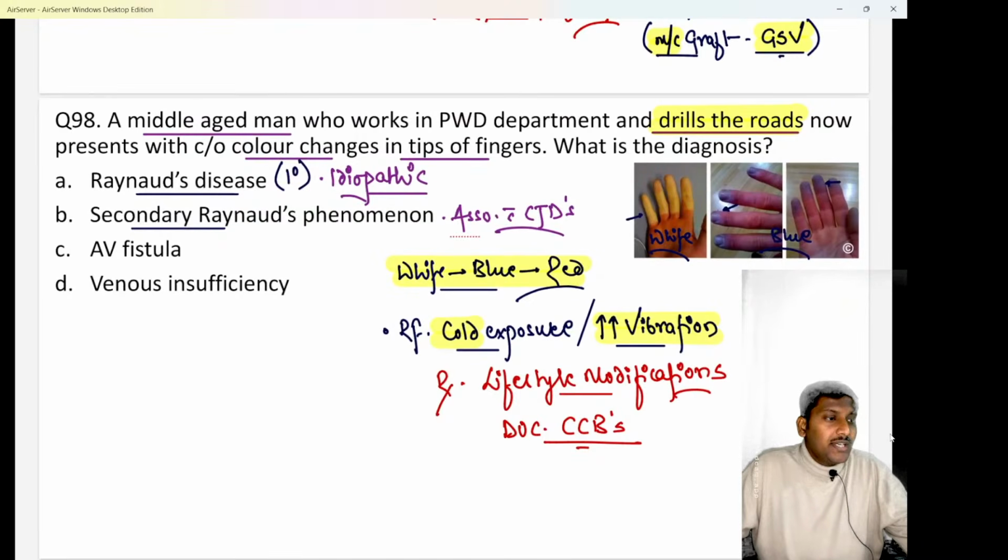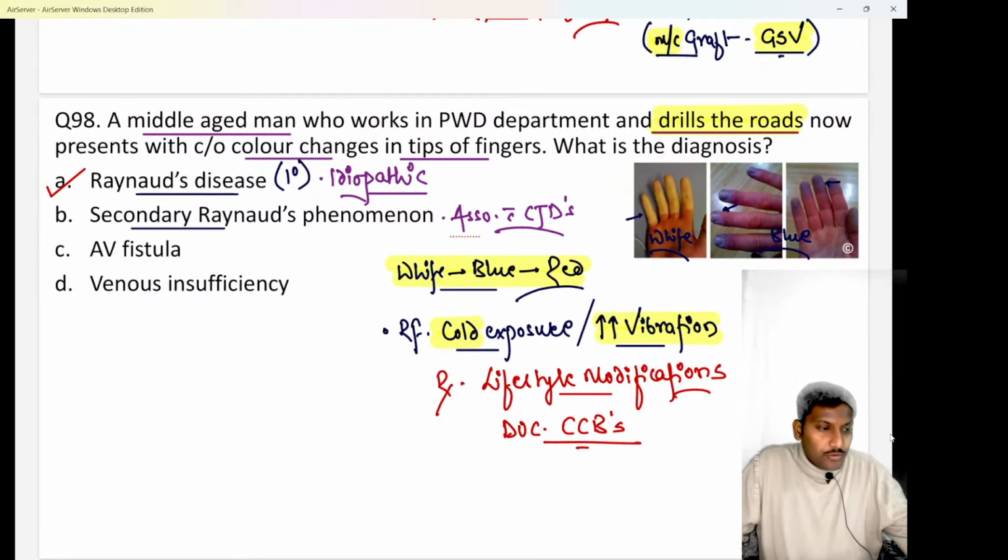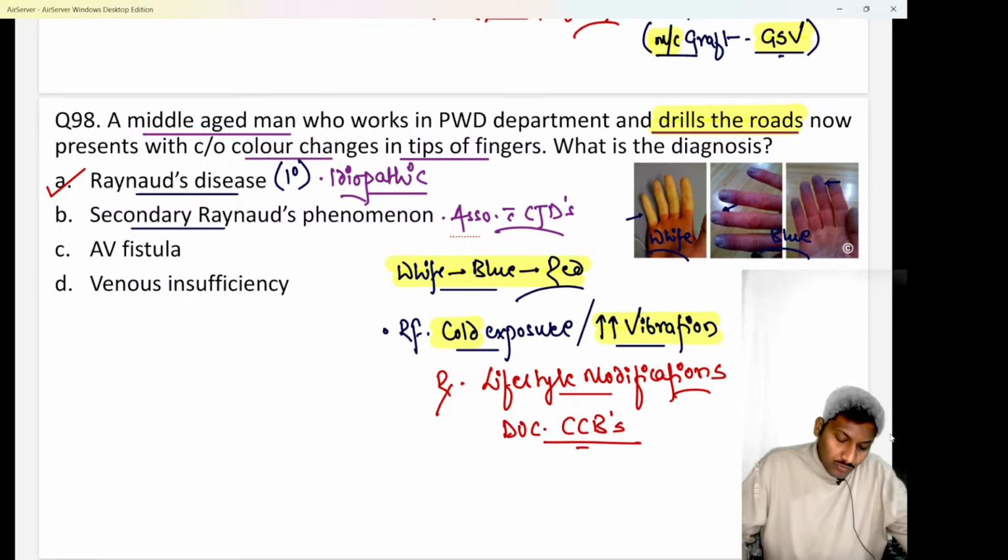Remember, here they have not spoken about any connective tissue disorder or any other disease in the patient, so it cannot be a secondary Raynaud's phenomenon. Here the answer has to be option A, that is Raynaud's disease, also known as primary Raynaud's phenomenon, because the cause is idiopathic. Risk factor is there, but the cause is idiopathic. There is no disease in the patient.